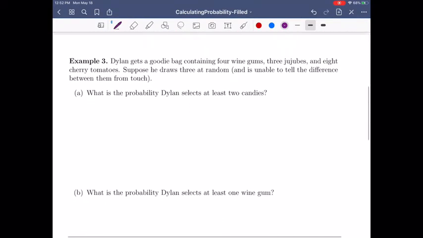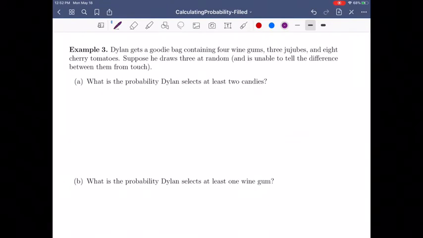Okay, let's do another example. Suppose Dylan gets a goodie bag containing 4 wine gums, 3 jujubes, and 8 cherry tomatoes. He's going to draw 3 of these at random, and he can't tell the difference from touch. So this randomness is saying that he doesn't know what he's picking. He just grabs any 3 of them. So our sample space is going to be sets of 3 items from the bag.